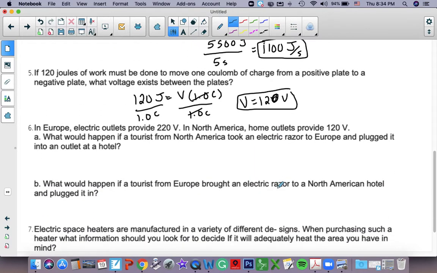So number 6 is more of a conceptual question. There isn't really some math involved here. But in Europe, electrical outlets are 220. In America, they're 120. What happens if a tourist from North America took an electric razor to Europe and plugged it in an outlet?